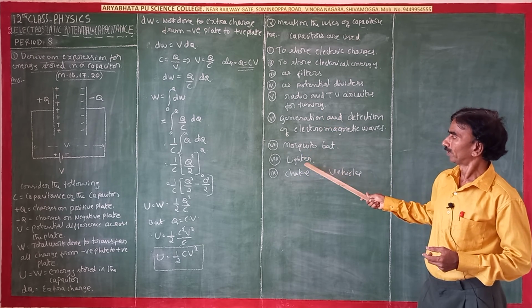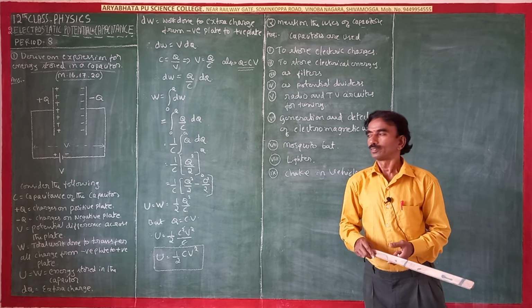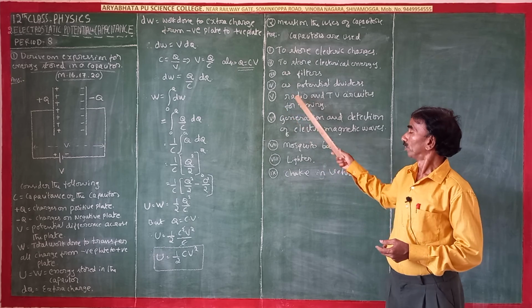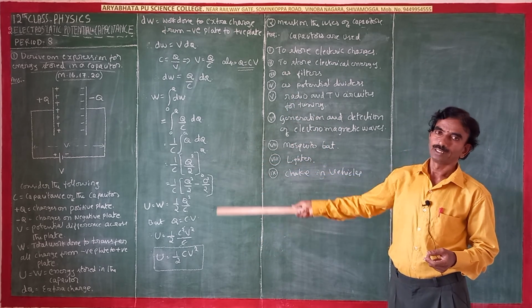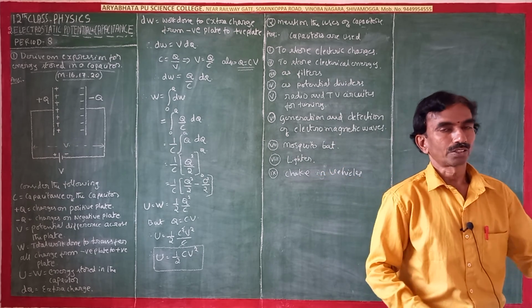And the mosquito bat, lighter and choke in vehicles. These are the uses of capacitors. Write all this in your notes. And this derivation is very important. After seeing it one time, without seeing it again, you have to write it in the rough.